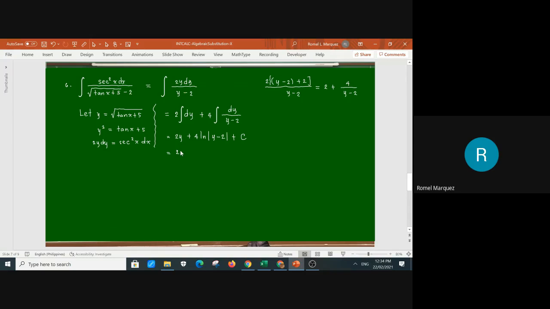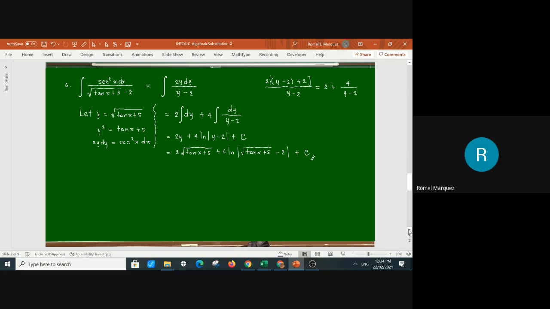Let's put it back to its original variable. 2 times the square root of tangent x plus 5, and then plus 4 ln of the square root of tangent x plus 5 minus 2. Then the last part, so we have plus c. Okay, that's it. Any question with that, guys?